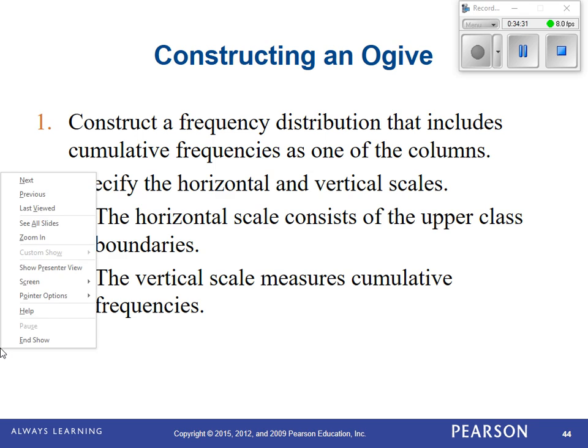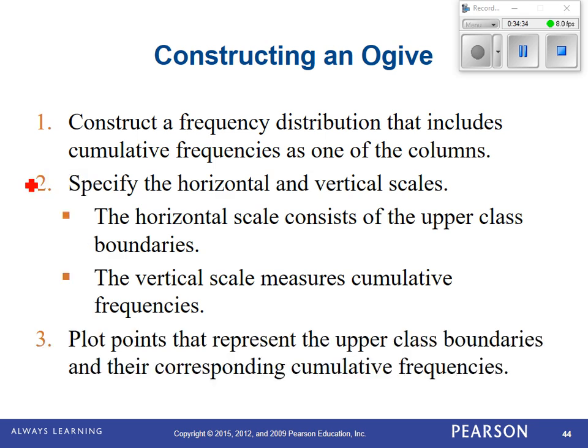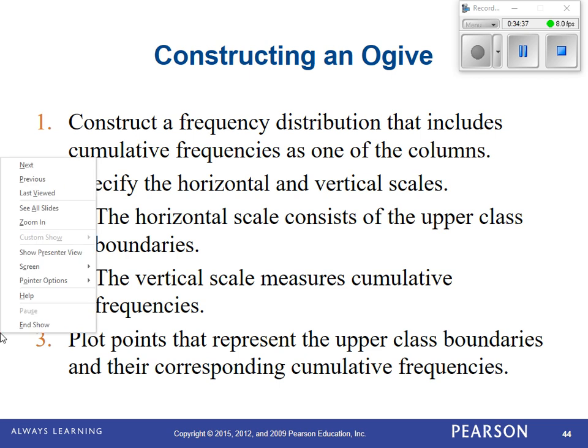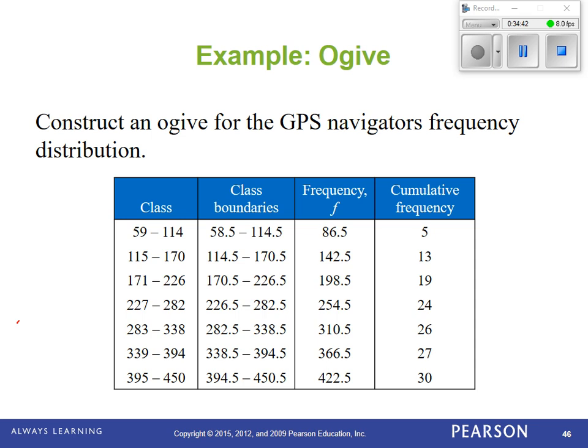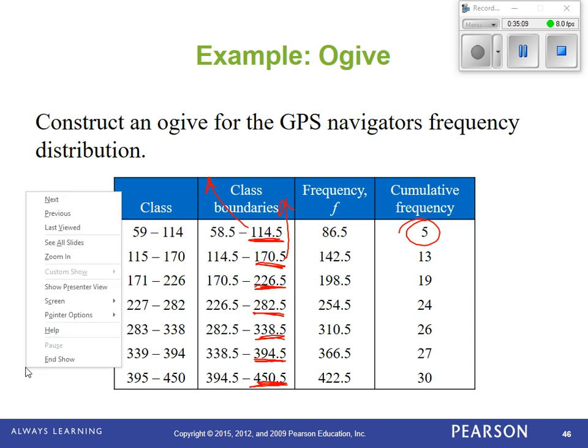It's constructed. It's not that difficult. You can just use this stuff. We'll skip over this a little bit. Not that hard to make. So we have this, and notice we did the class boundaries this time because we want these. We don't want the midpoints. That is my fault, I screwed up. We want the highest number that each one could be. So we know that 5 of the GPS systems are at 114 or lower. 13 are at 170.5 or lower, and so on.